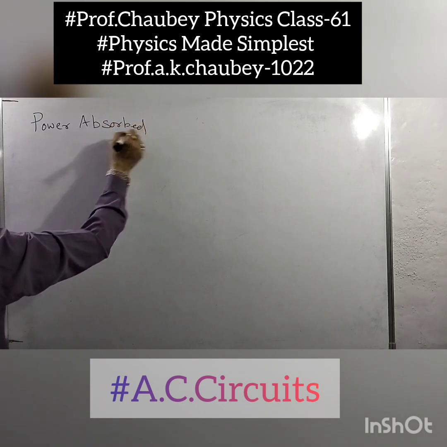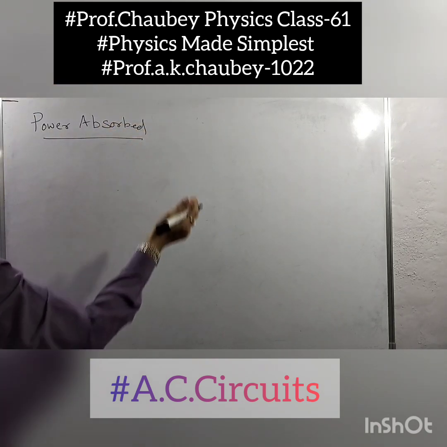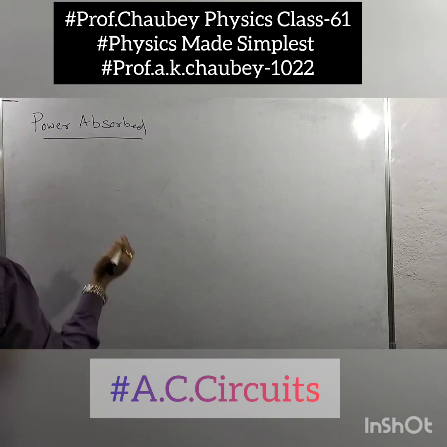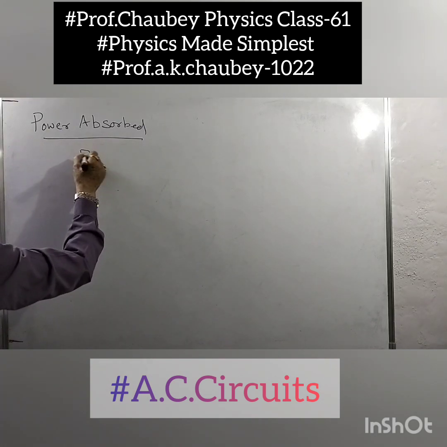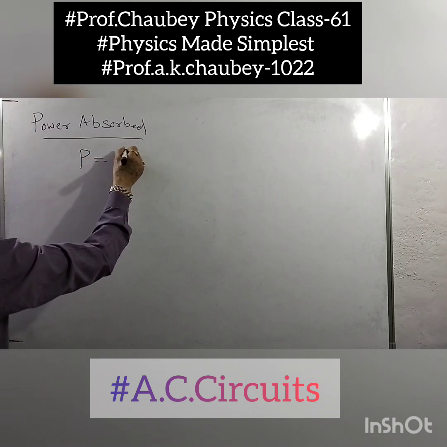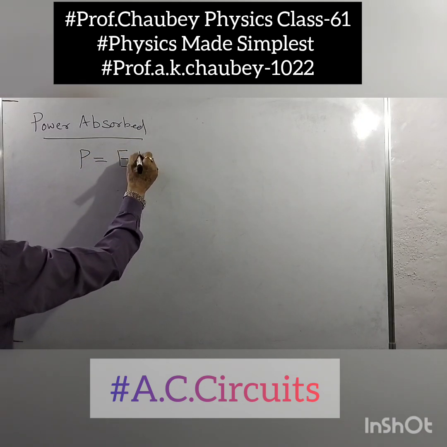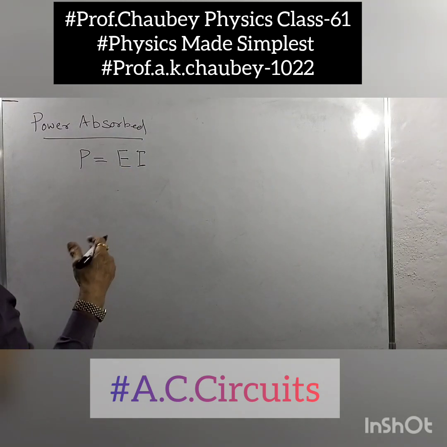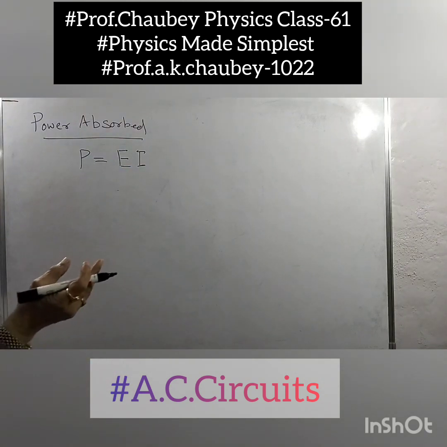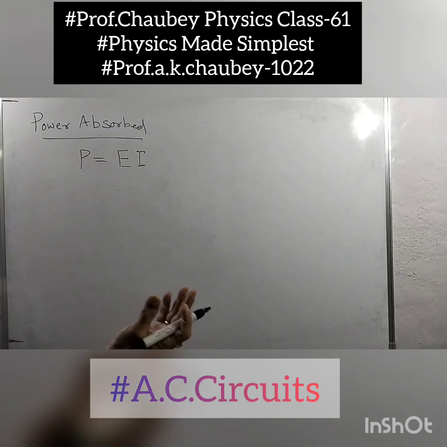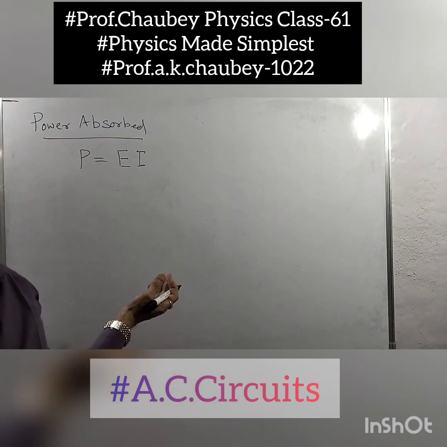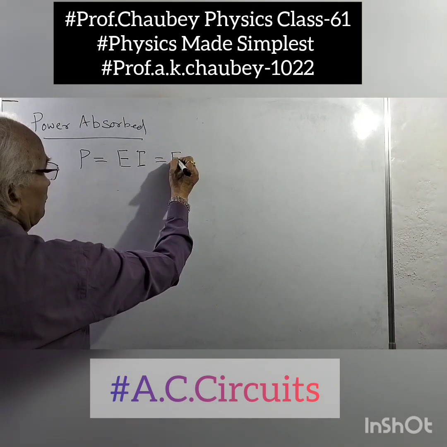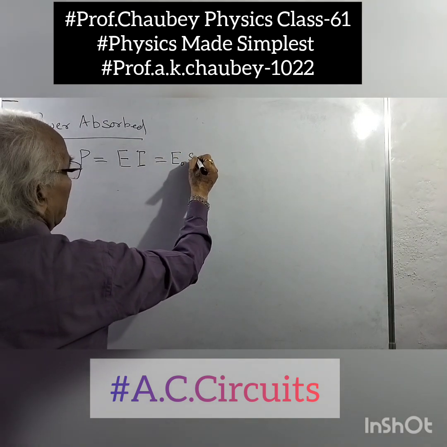When we apply some potential EMF source, current flows. What is the power absorbed? Power is defined as voltage into current, P = V into I. If V is the voltage and I is the current, then V into I is the power. Below that, E is E naught sin omega t.